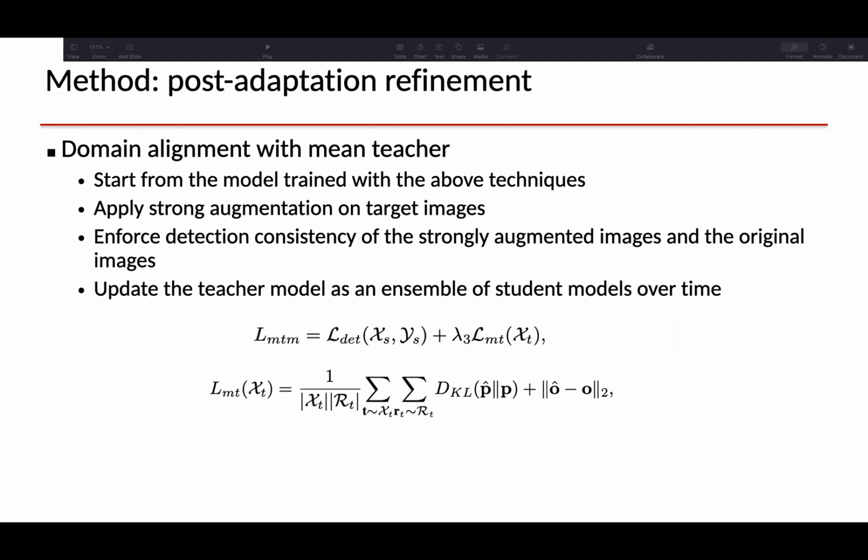We also do a post-adaptation refinement. Based on the model after applying the previous method, we again apply strong augmentation on the target images, and we enforce detection consistency between the strongly augmented image and the original image, and then we update the teacher model as the ensemble of the student model over time. So here the detection consistency includes both the classification consistency and the bounding box regression consistency.